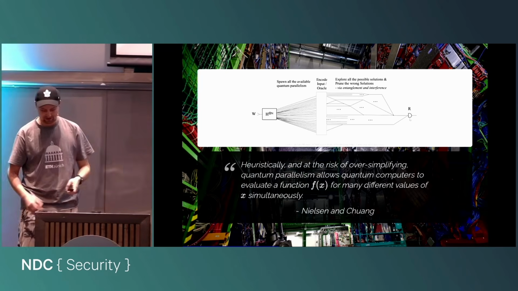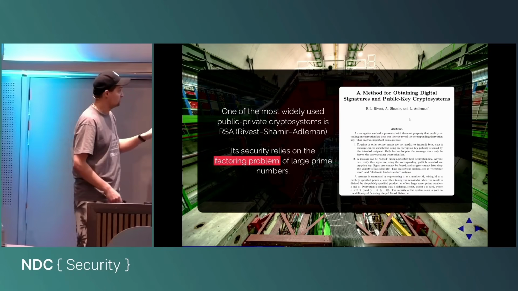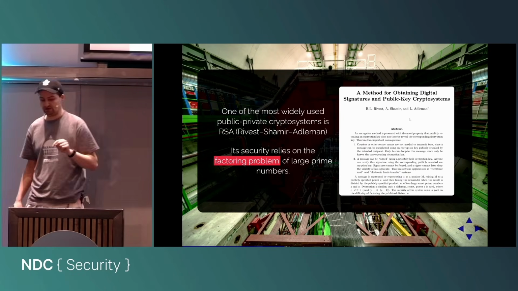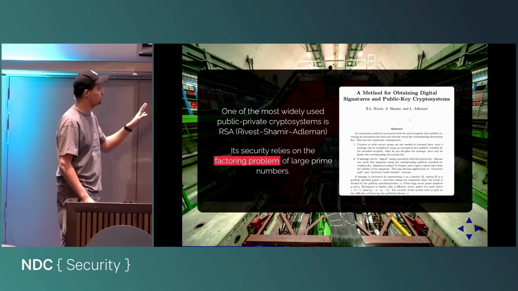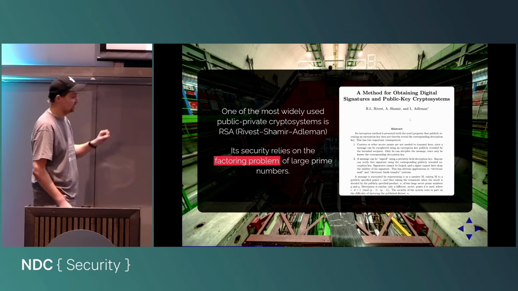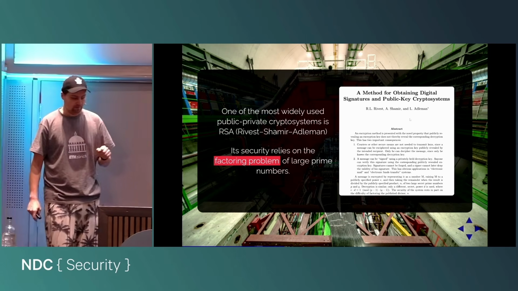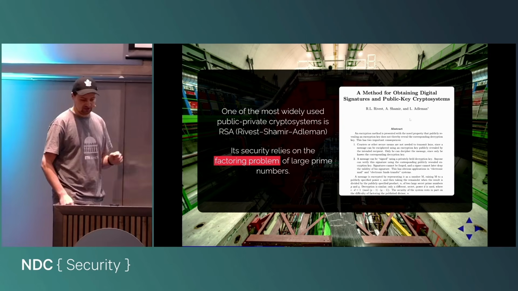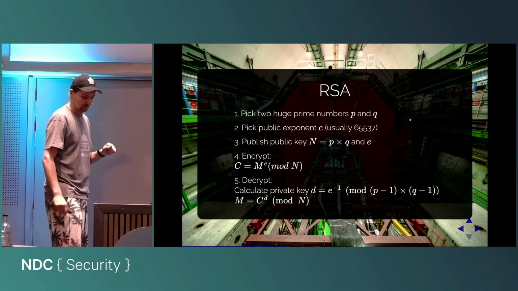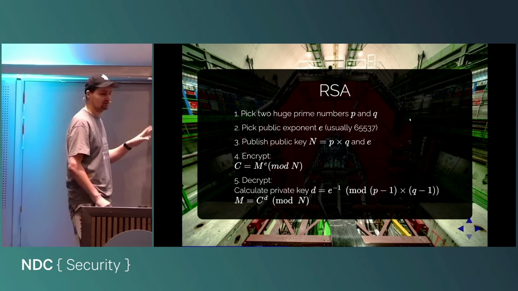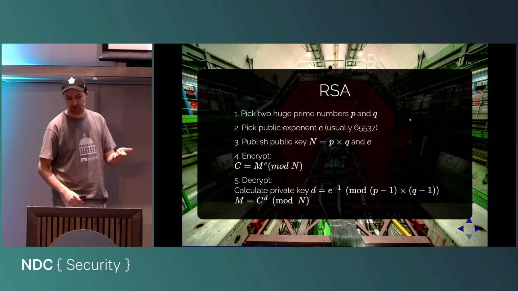Now, we are going to come back to this in a moment, but we'll take a brief detour into RSA. So one of the most widely used public-private crypto systems out there is RSA, and it's based on the factoring problem. It dates back to, I think, 1974, so it's over 50 years old. Now, this is how RSA works. It is surprisingly simple for how powerful and how useful it is.